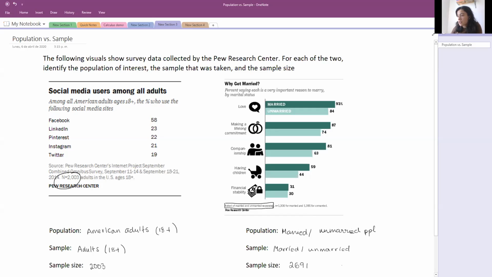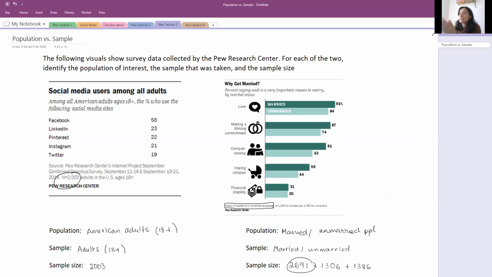2,691. How did you get that answer? I just added the number of people that they surveyed who were married and then the number of people that they surveyed that were unmarried. That's exactly right. So this is 1,306, which were the married people, plus 1,386, which were the unmarried people, and then the sample size is the total between the two, right? So you have a total sample of married and unmarried people.